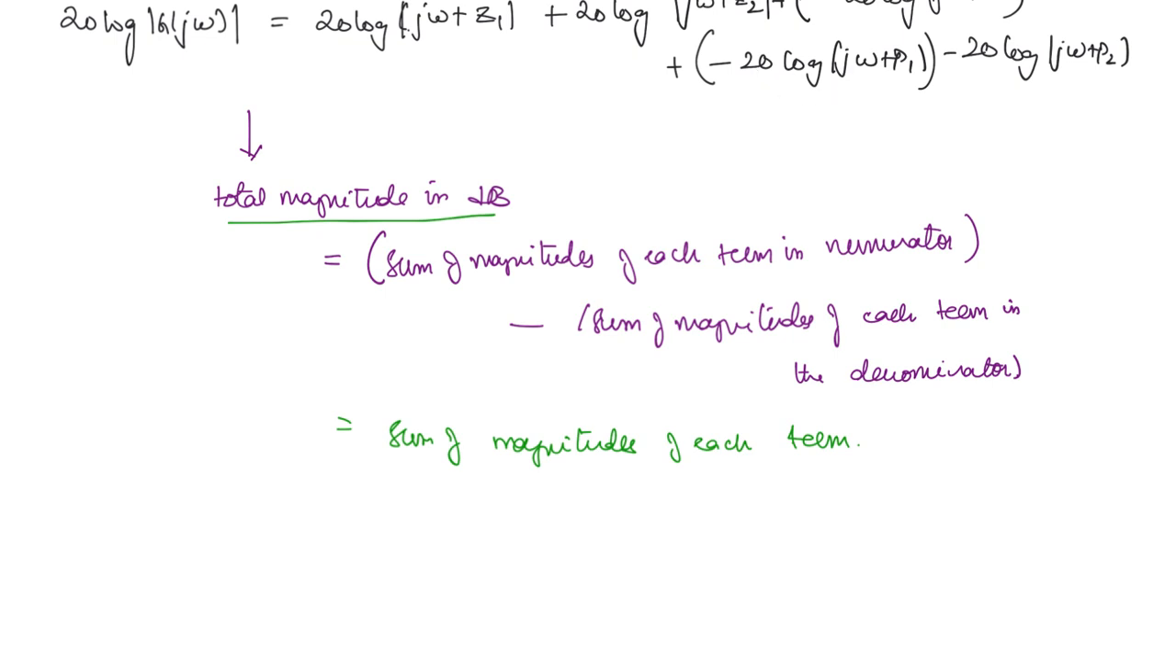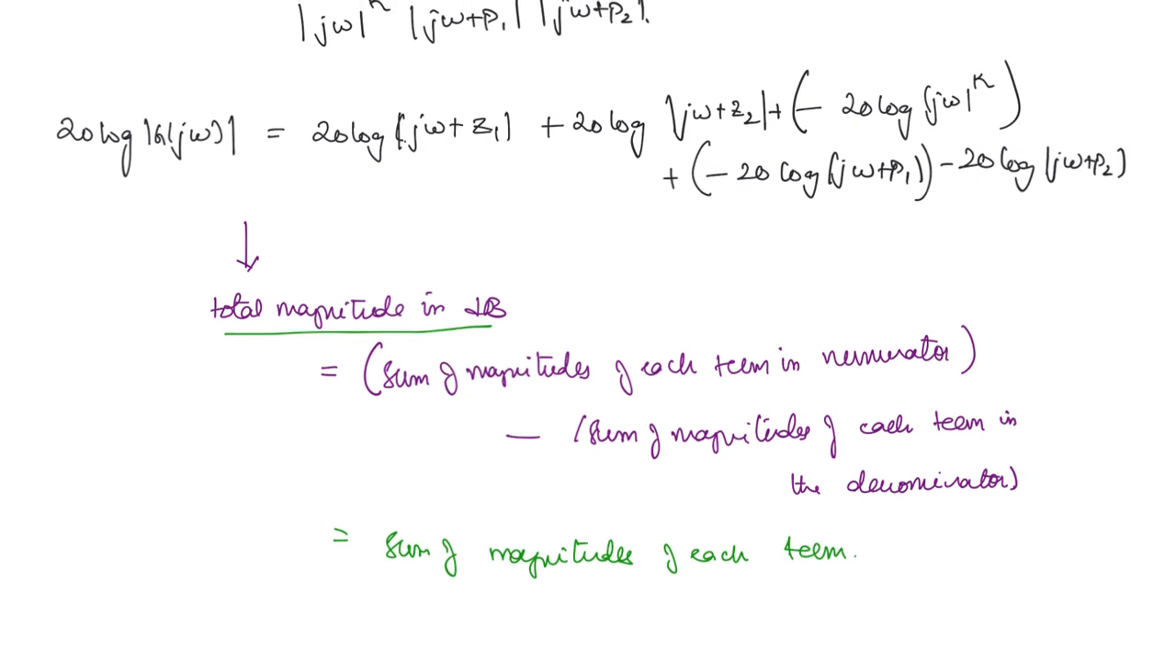So this term corresponds to a 0, and minus 20 log j omega plus p1 corresponds to a pole. If you add the magnitudes of the 0 and the pole, you will get the total magnitude. So that is why this is a more appropriate form. What we need to do is find the individual magnitude plots of a 0, a pole, or a time delay function, and then add up all of them to give the total magnitude. Now what about the phase?